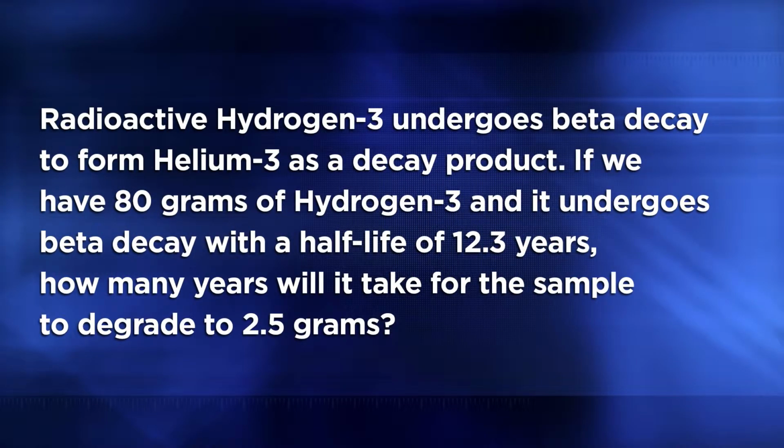Radioactive hydrogen-3 undergoes beta decay to form helium-3 as a decay product. If we have 80 grams of hydrogen-3 and it undergoes beta decay with a half-life of 12.3 years, how many years will it take for the sample to degrade to 2.5 grams?